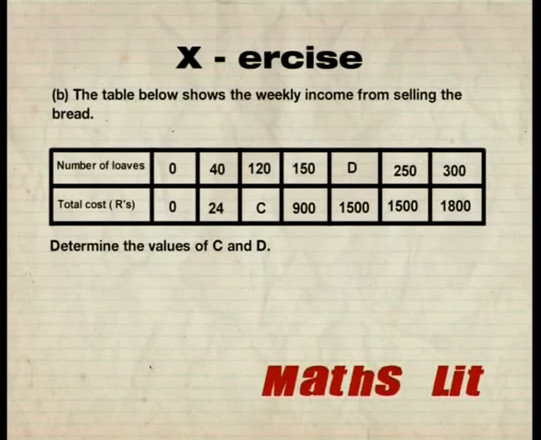Part B. The table below shows the weekly income from selling the bread. Determine the values of C and D.